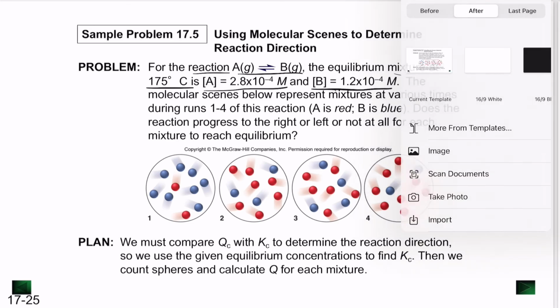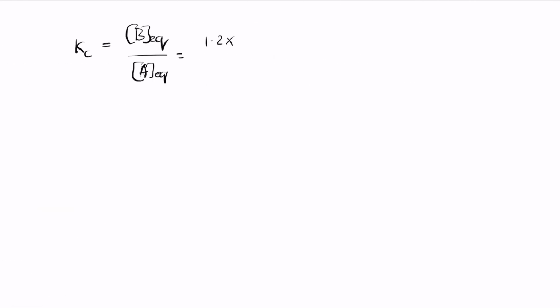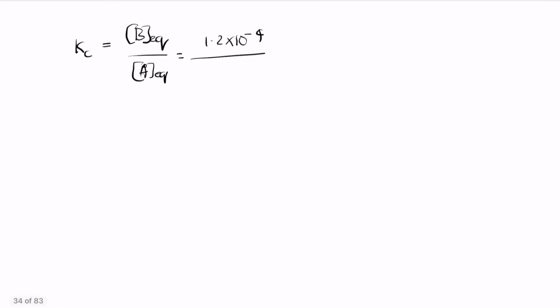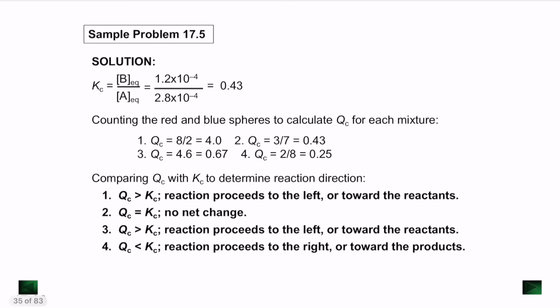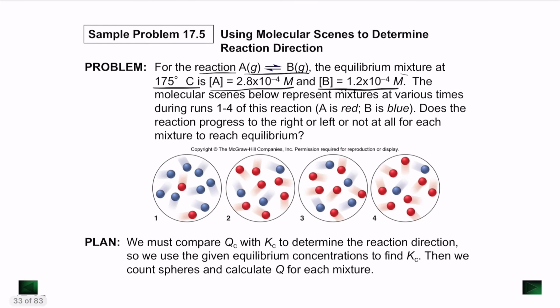First from that we can calculate Kc, which is the equilibrium concentration of B over the equilibrium concentration of A. The equilibrium concentration of B is 1.2 times 10 to the power negative 4 over the equilibrium concentration of A, which is 2.8 times 10 to the power negative 4. When you calculate that, you get a value of 0.43. First things first, we have to remember that here A is red and B is blue.